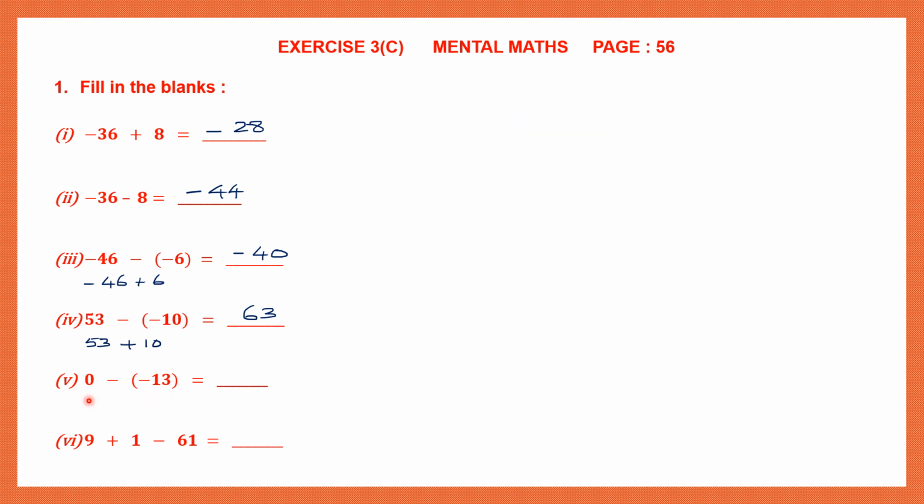So here we have one more sum like that. So we have 0 minus negative 13. So minus into minus is plus. So this becomes 0 plus 13. How much is 0 plus 13? 13. So can you see how we are doing it faster in mental math?